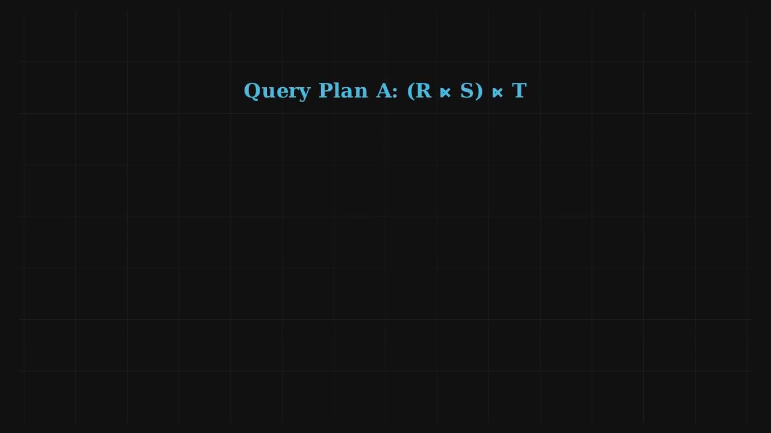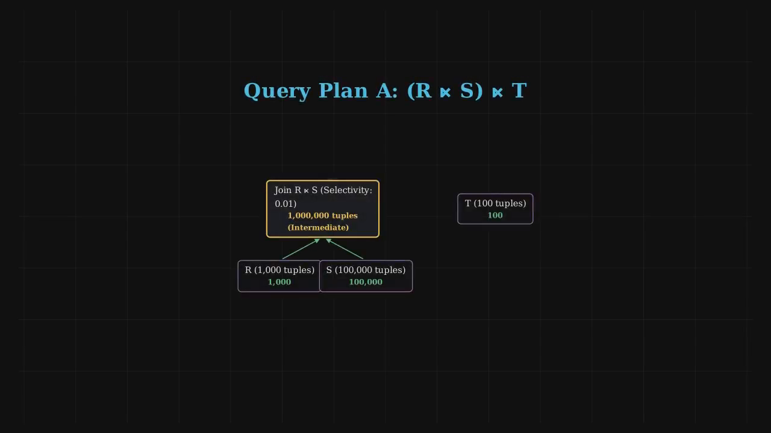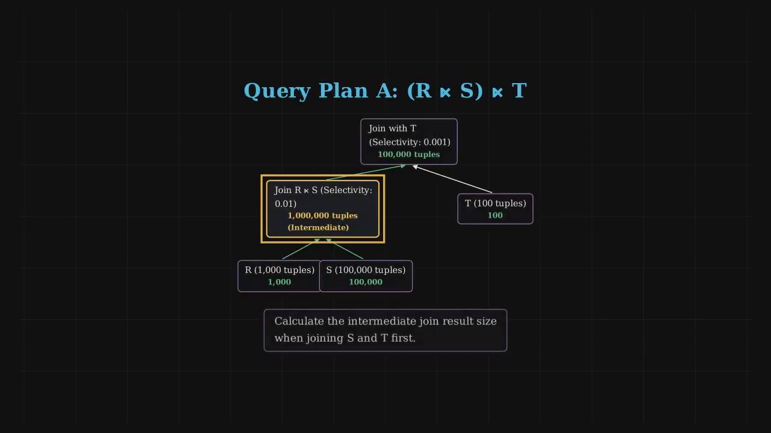In Plan A, we join R and S first, then join the result with T. The intermediate size of R join S is calculated by multiplying their sizes and selectivity, yielding 1 million intermediate tuples. Joining this massive intermediate result with T produces a final output of 100,000 tuples.